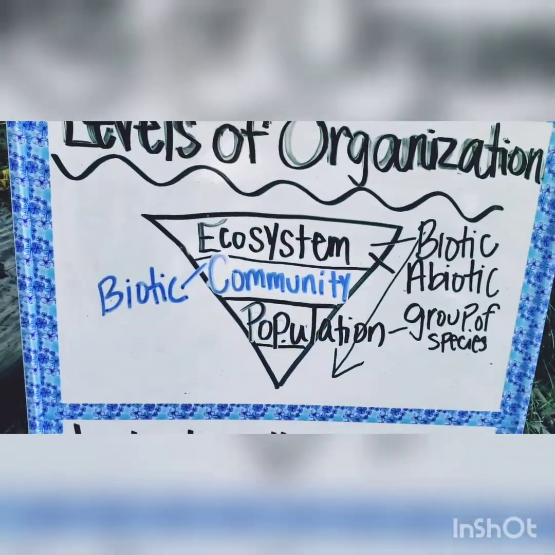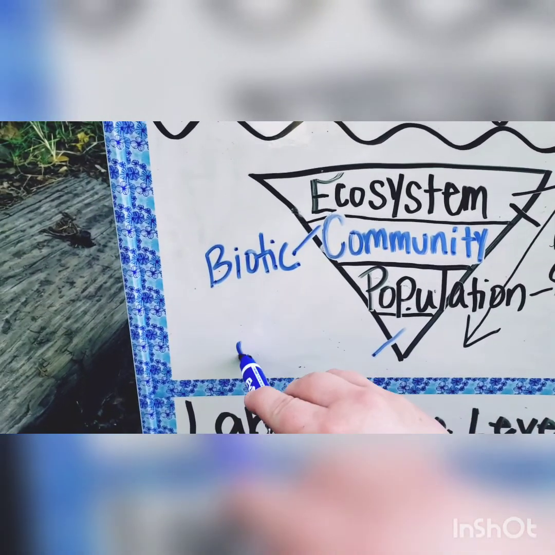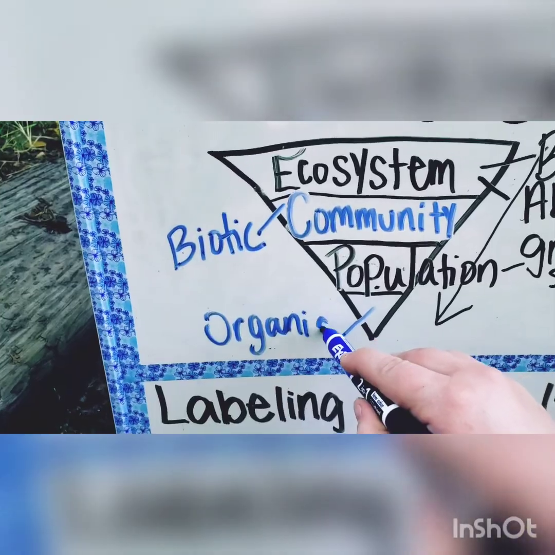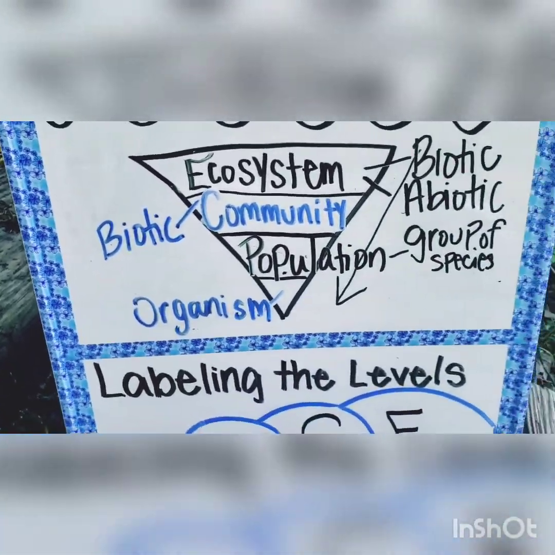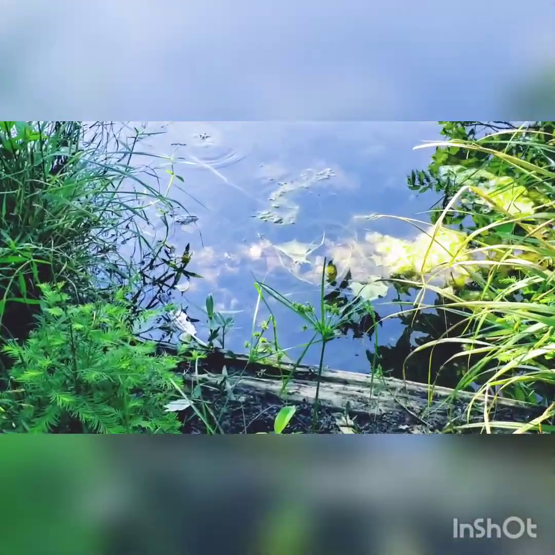And then our last section is going to be an organism. An organism is just one type of species. So in this case, our one type of species is our turtle friend down there.